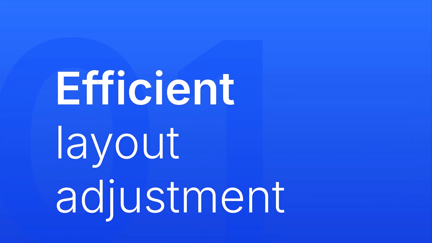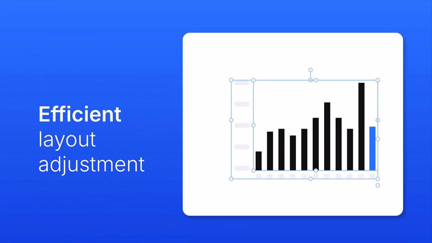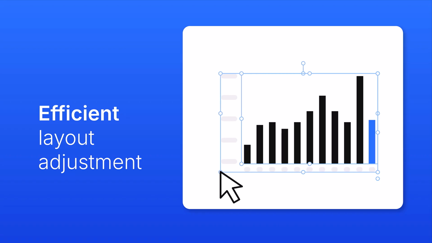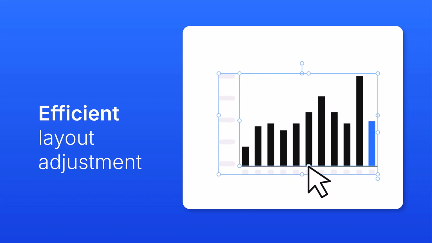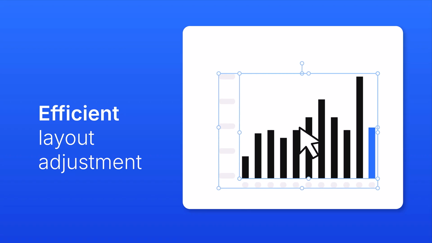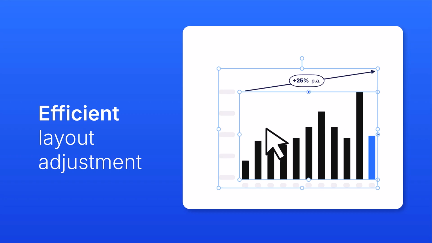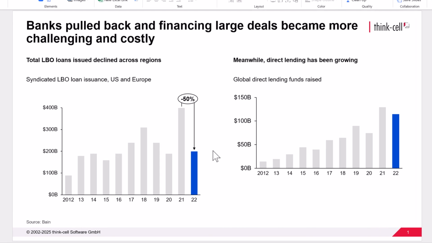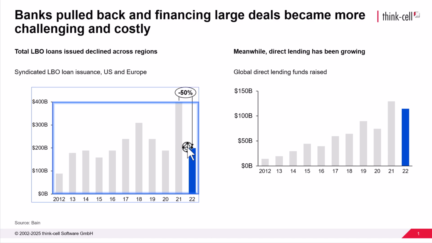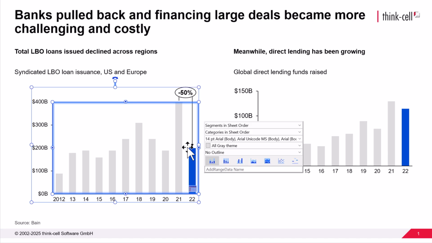ThinkCell's aim has always been to make you more productive. The latest additions to ThinkCell 14 do just that by automating some of the more time-consuming steps of slide building and helping you adjust layouts more efficiently. Let's see how. If you have a ThinkCell chart, you now have more control over its position on the slide.